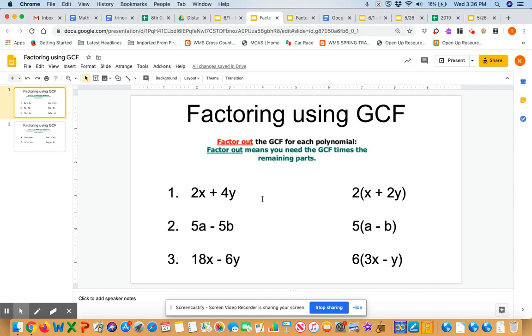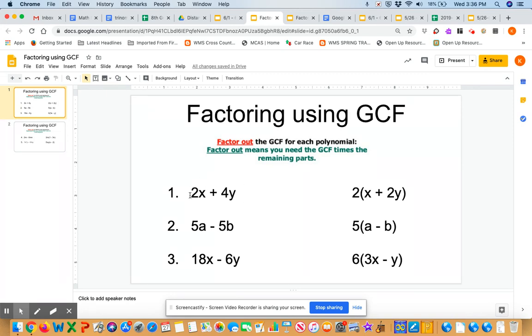Farley here. Today I'm going to talk to you a little bit about factoring using the greatest common factor, or we will abbreviate that as GCF. So what we have down here in some of these examples, this is the first one. We have 2x plus 4y.